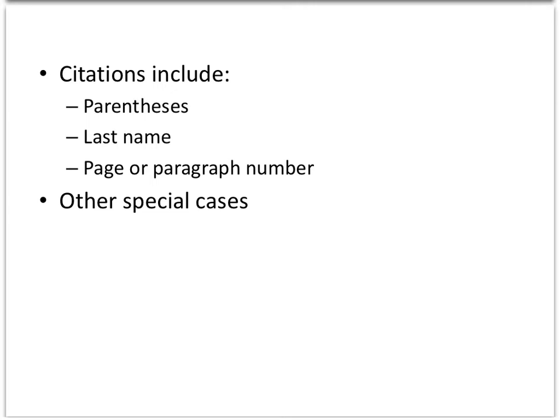In-text citations include a couple of things that we want to always make sure are there. These include our parentheses, the last name of the primary author, and the page or paragraph number to indicate which page or paragraph that quote or idea comes from. Now, there's a number of other special cases related to in-text citations, but we're not going to review those now. If you need a refresher on that, check back to the other lectures or any reading materials we have.